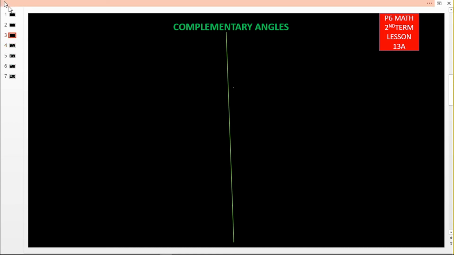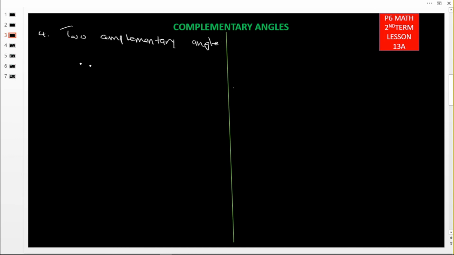Then number 4 here, it is saying two complementary angles are 30 degrees and x plus 40 degrees. Find the value of x.